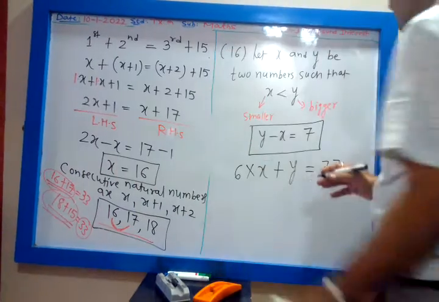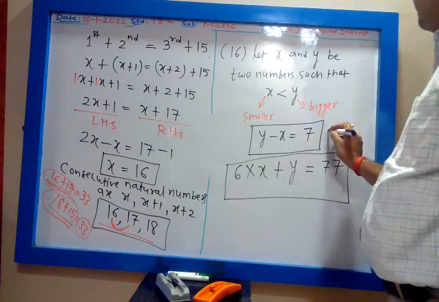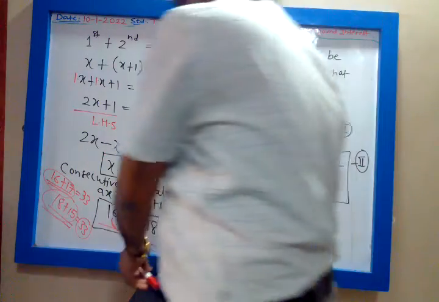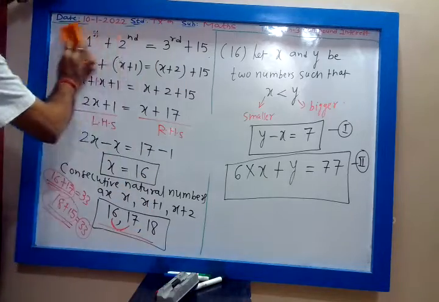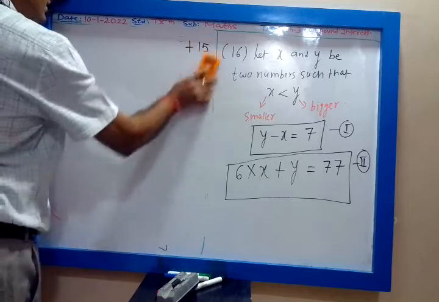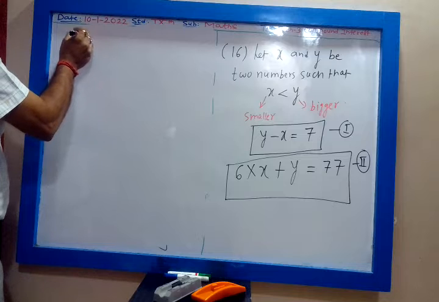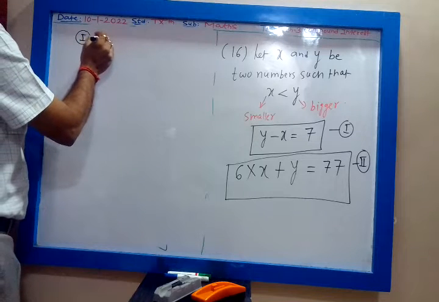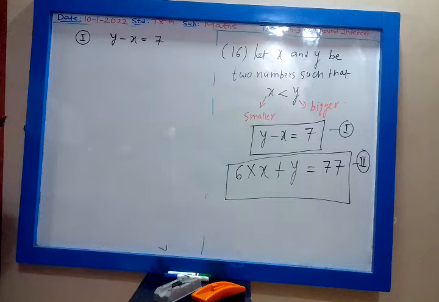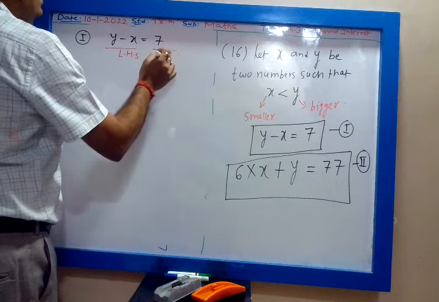Okay, let us solve this. So these two here, this is my equation number 1 and this is my equation number 2. So y minus x is 7 and 6 into x plus y is 77. Both the conditions we have written. Now let us see condition number 1: y minus x is 7. Yes. So this is my left hand side and this is my right hand side.